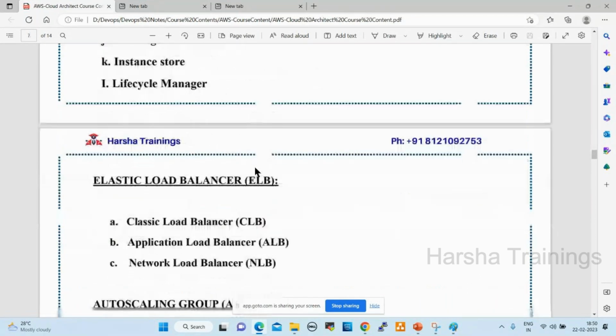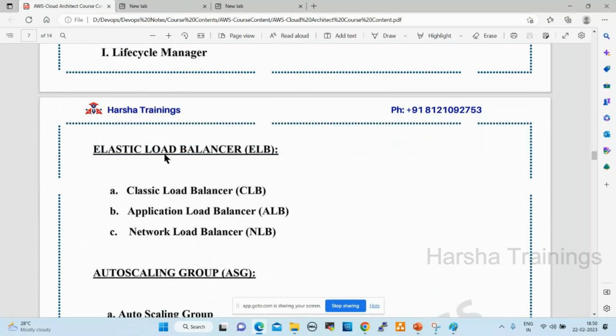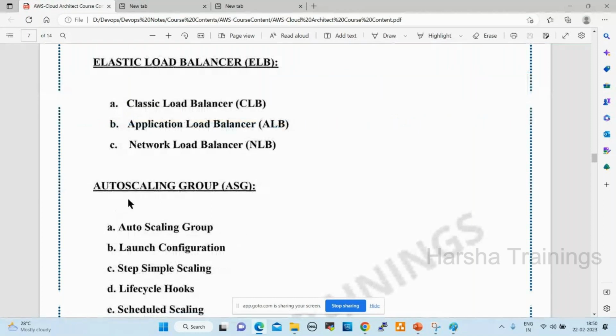See here, Elastic Load Balancer, ELB. What is ELB? Classic Load Balancer, Application Load Balancer, Network Load Balancer. We'll do a deep dive. These are very, very important concepts. Load balancing, then auto scaling groups. How can we scale up servers automatically? How can we scale down automatically? We'll do a deep dive.